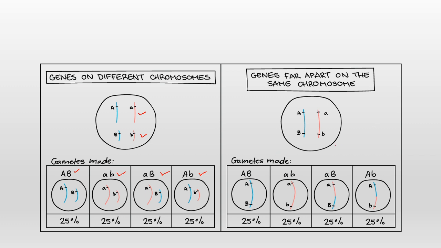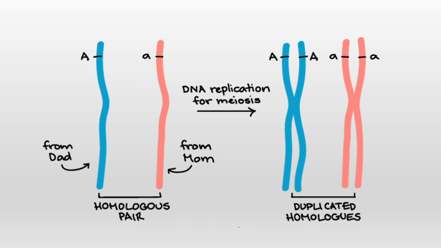Now what if the genes are on the same chromosome? On the same homologous chromosome we have gene A with alleles dominant and recessive, and gene B with alleles dominant and recessive. But here also the gametes are going to be capital A capital B, small a small b, small a capital B, and capital A small b. All are going to be in the 25% proportion, or 1 is to 1 is to 1 is to 1 ratio. Now why does this happen?